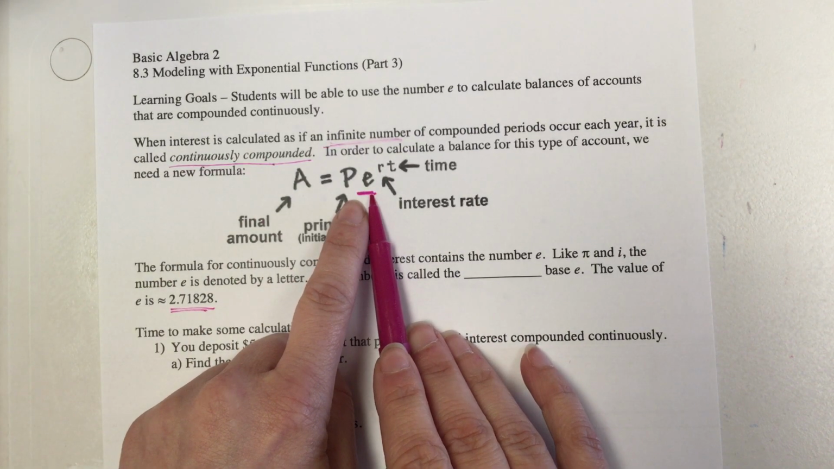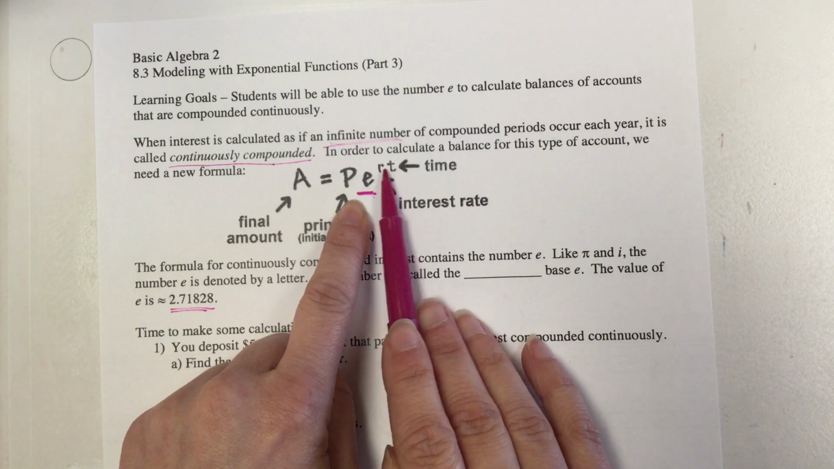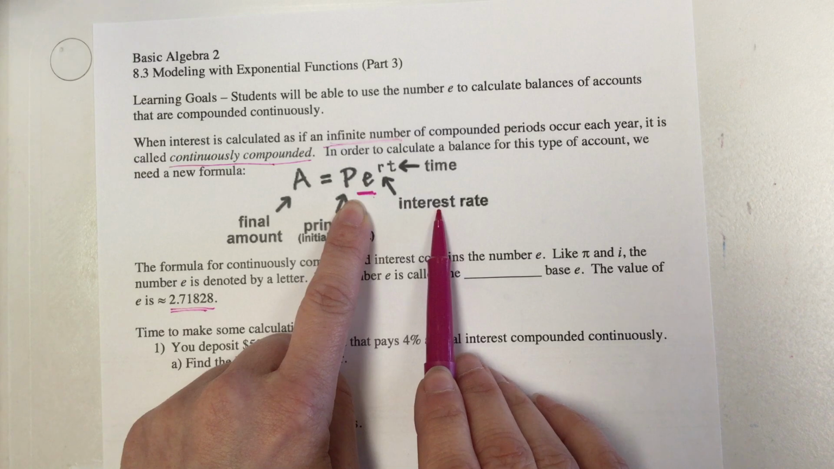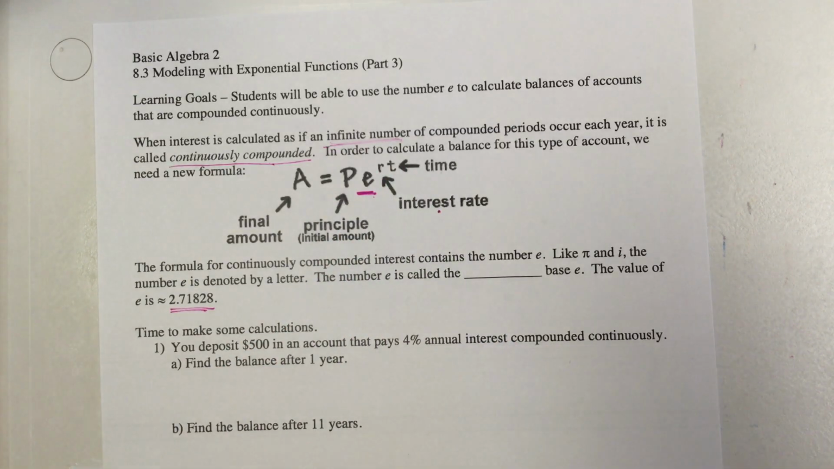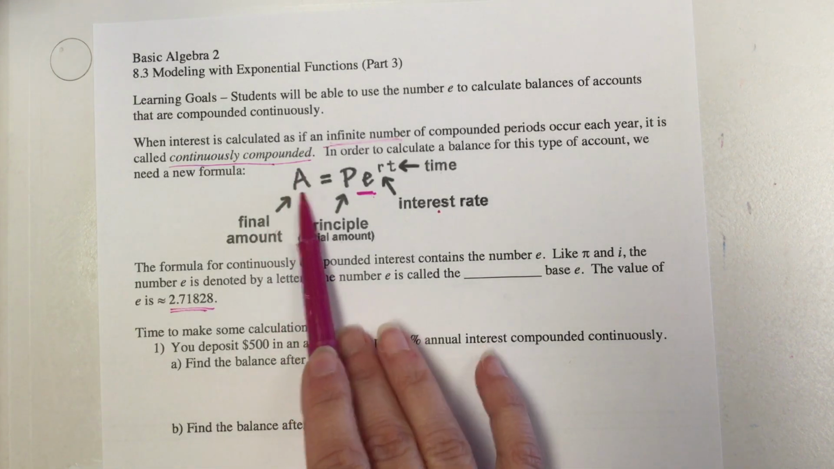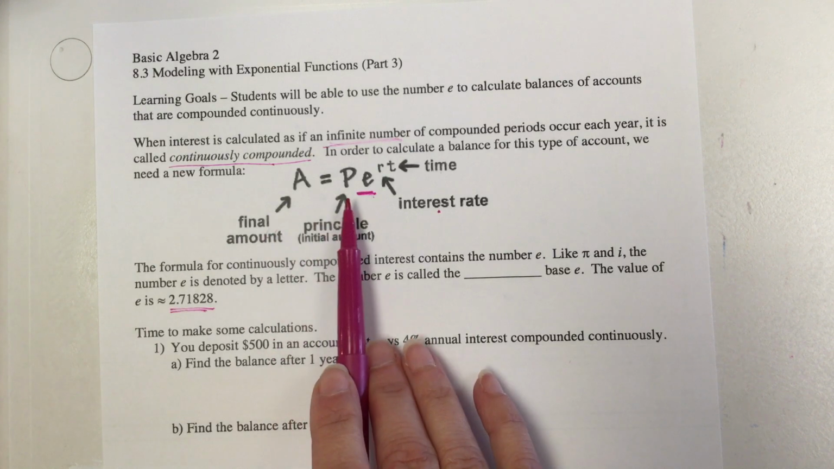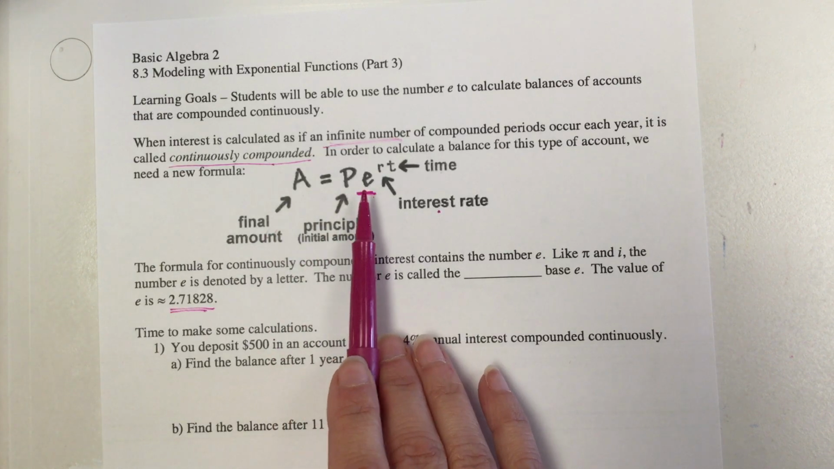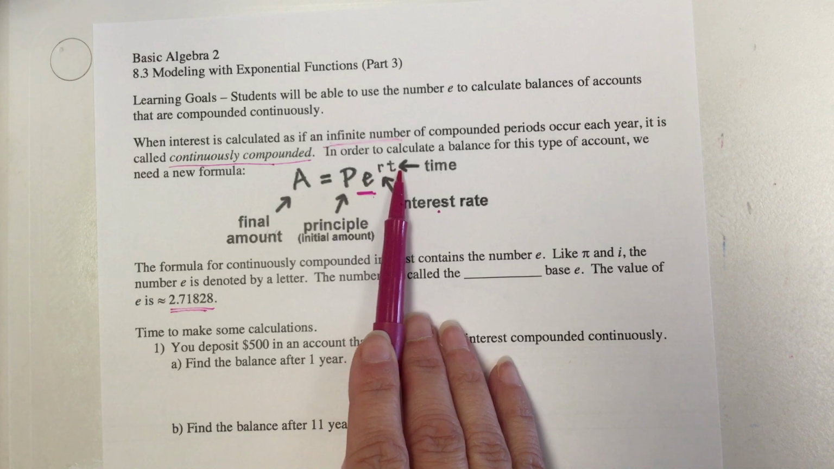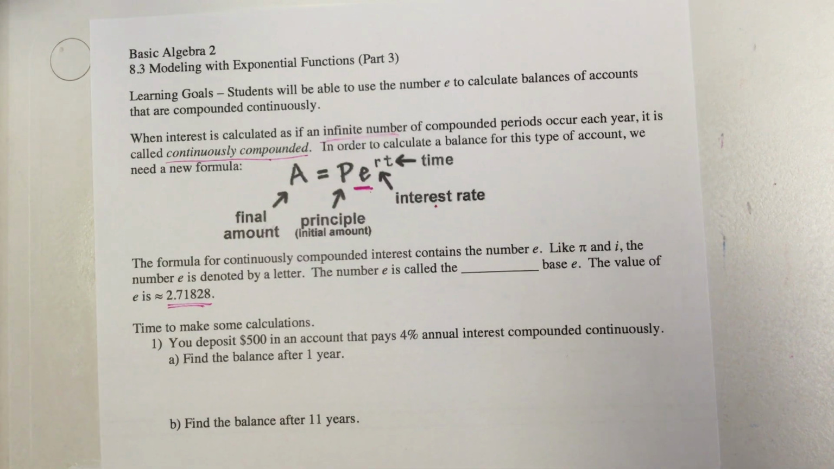Then E is the base, meaning R and T are its exponent. R is your interest rate. Again, that's a percentage. Make sure you turn it into a decimal. T is time in years, okay? So A, what they're saying it equals, that's your final amount, that's your balance. So again, how much money did you invest? The number E is a base. Take your interest rate as a decimal, multiply it by your time in years, and you're done.